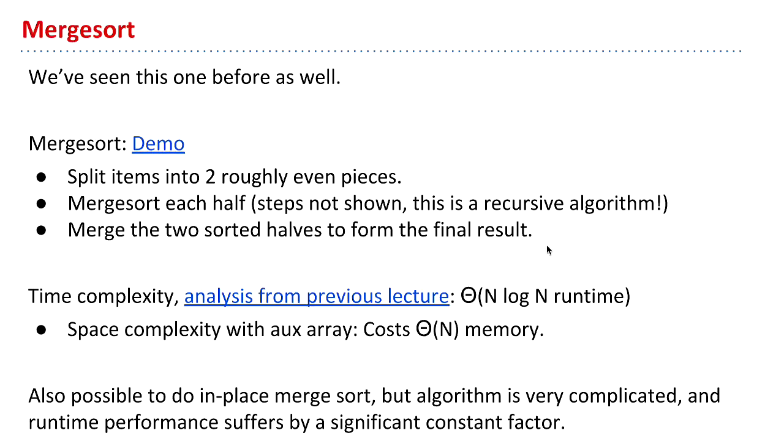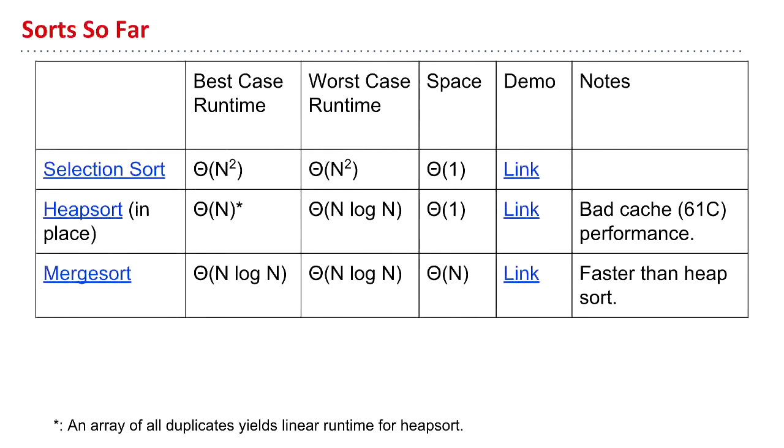Any questions about merge sort? All right. So we got selection sort, bad. We got heap sort, great, but slow. And then we got merge sort, which is great, but even better. So in principle, if you had to choose between these two, merge sort is the winner so far. Now let's talk about insertion sort.